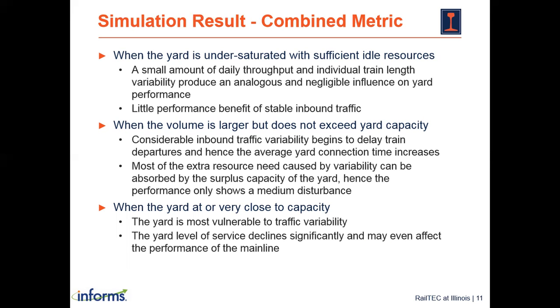Lastly, when the yard is at or very close to capacity, the yard is most vulnerable to traffic variability. Unlike the undersaturated situation, the extra resources required due to the random long trains and/or the peak traffic days cannot be afforded anymore because there is little or no capacity surplus. Therefore, the yard level of service declines significantly and may even affect the performance of the mainline.